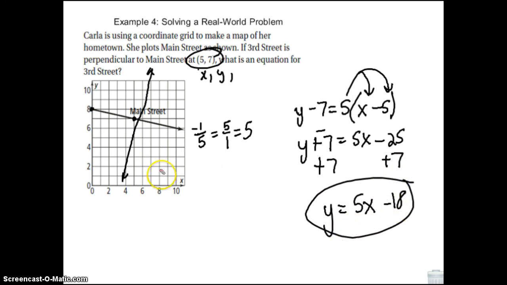So what that means is, even though it says just to write an equation, here's our answer. But just to show you guys, the slope of our line is 5. So if I go to this dot and I go up 1, 2, 3, 4, 5 and over 1, or if I go down 1, 2, 3, 4, 5 over 1, you guys will see if I make a line here, that line would be perpendicular to Main Street.